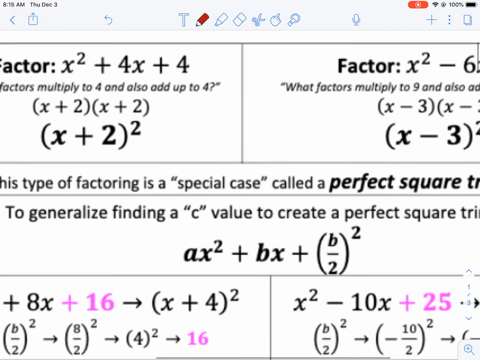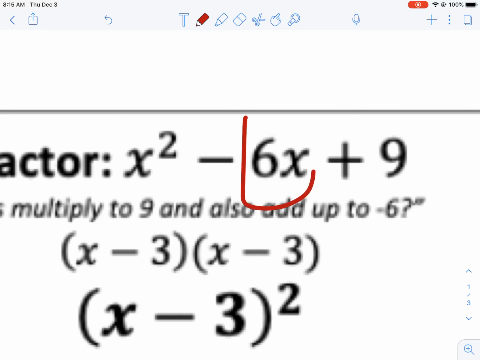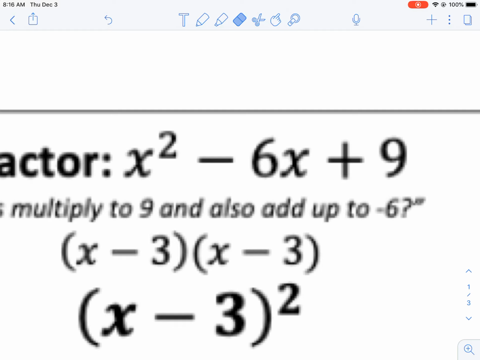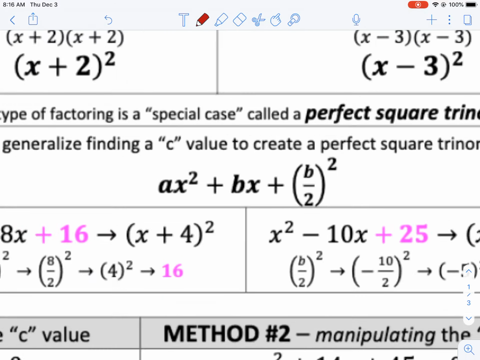Because if you think about factoring, your number is going to be adding up to this and multiplying to make this. And so that number is going to be half of this, because it needs to add up to make that, and then it's got to be the square root of this because it's got to multiply to make that. So by figuring that out, it ends up being this.